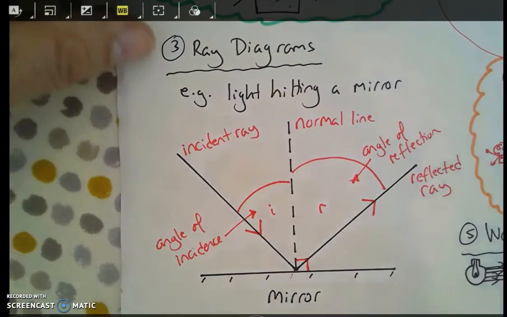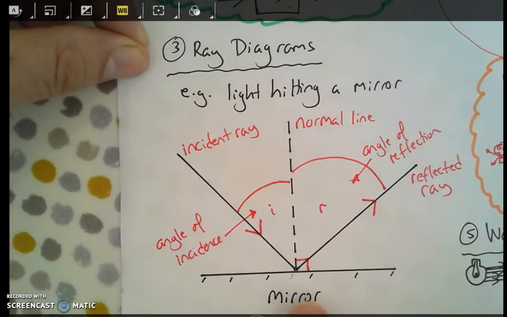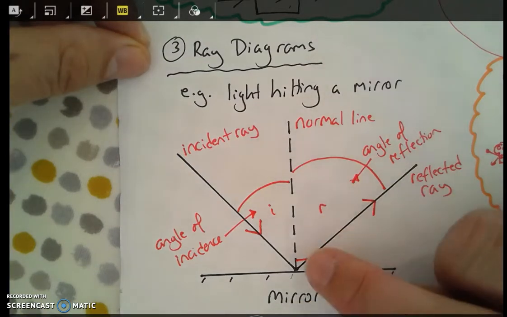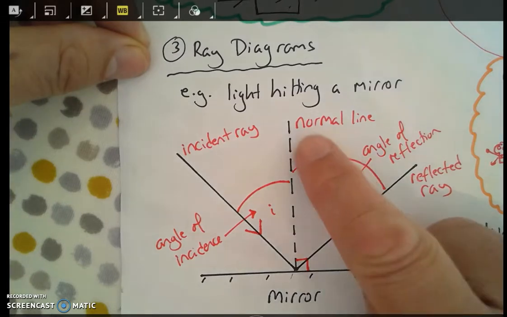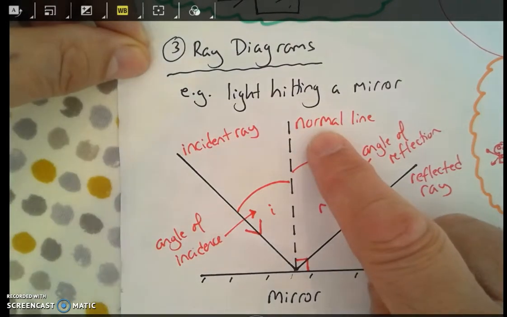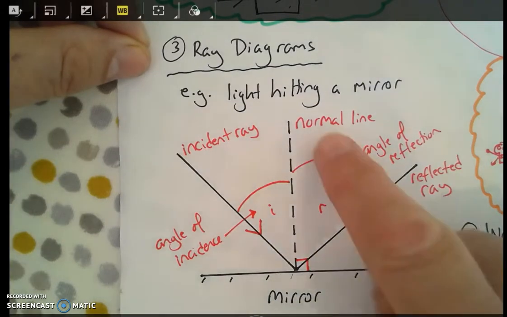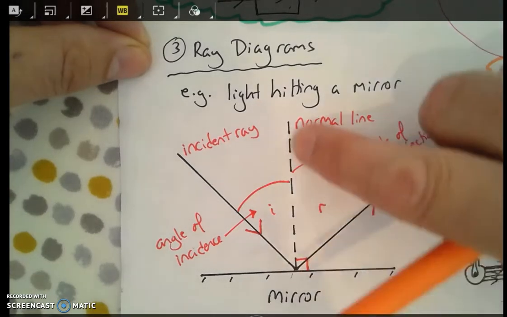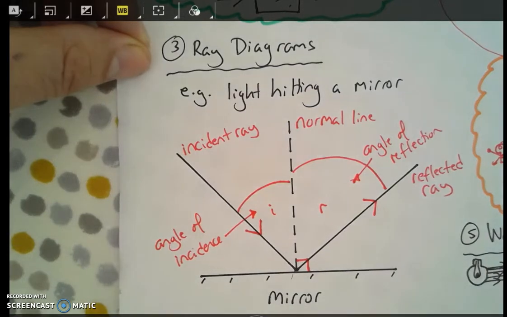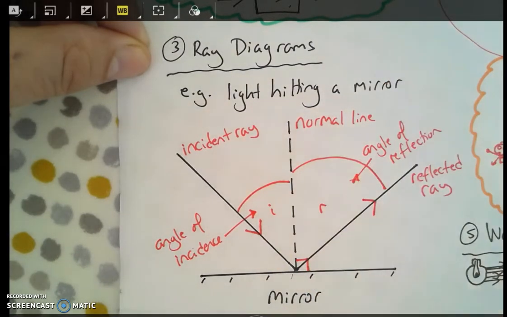So the first thing we do is we draw our surface. In this case it's a mirror, and we label the surface. The next thing we always do is we draw a dotted line at 90 degrees to the surface. And I put the little symbol we use in maths there to show it's 90 degrees. And this line is called the normal or normal line. And in physics, the word normal means at 90 degrees to. So we have our mirror or our surface, and then we have the normal line, which we always show as dotted, and we have that at 90 degrees to our surface.